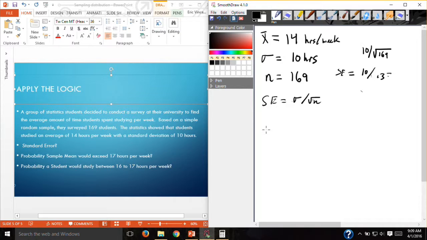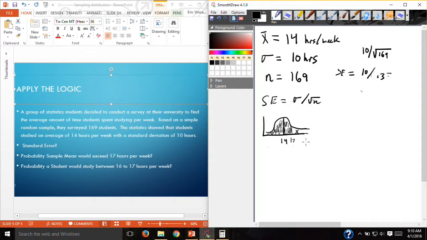Alright, so what is the probability the sample mean would exceed 17 hours per week? So they're asking for a specific point on my normally distributed graph. So this is my mean, which is 14, and they're asking would exceed 17 hours per week. So therefore, right here is going to be 17. Now they're not asking for the cumulative area up to 17, which would state people who study 17 hours or less. What they're asking for is right here, this unknown area.